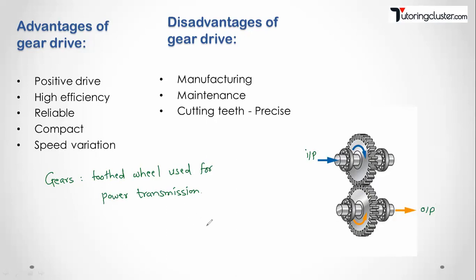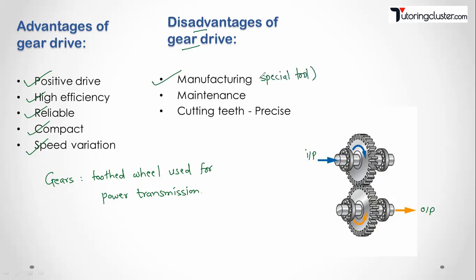Okay, so what are the advantages of using gear? First thing, it's a positive drive, no slipping, high efficiency, reliable, compact. When you are using belt, rope, and pulley arrangement, space requirement is more. But gears require lesser space and speed variation is possible. Okay. Now, what are the disadvantages of gear drive? First is manufacturing cost is more as compared to belt drives. Manufacturing is difficult. Special tools are required. Special machines are required.